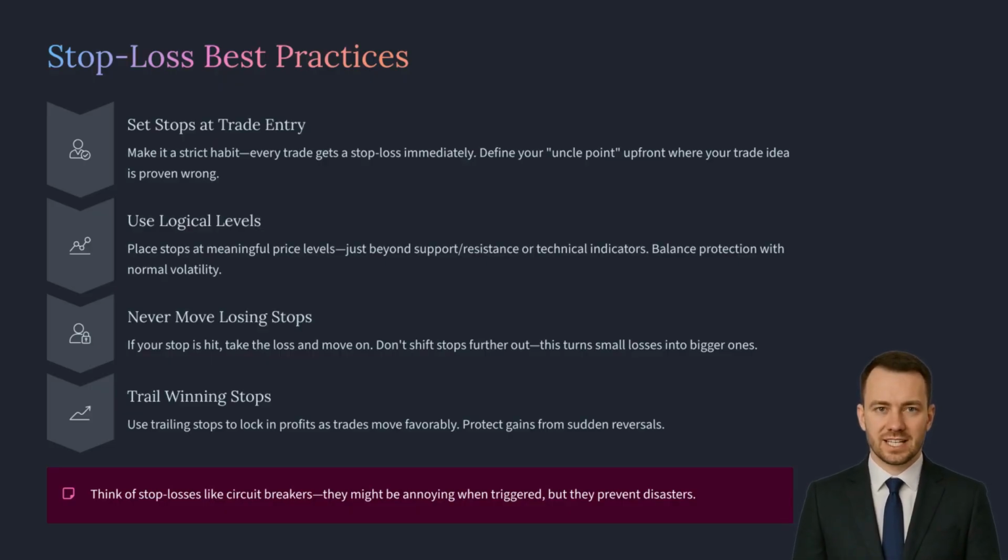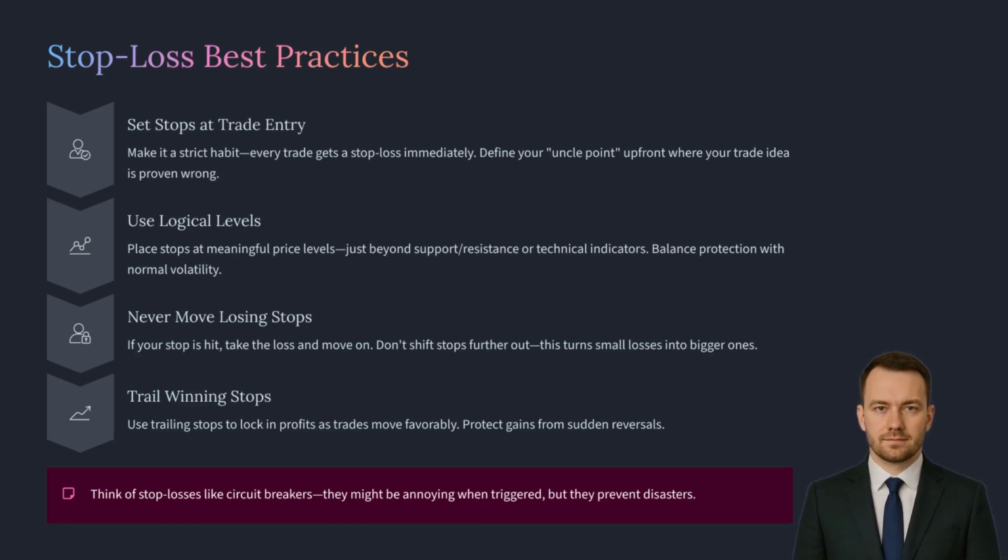Always set a stop at trade entry. Make it a strict habit that every time you open a trade, you immediately place a stop loss order. In MT4/MT5, you can set the stop loss price in the order window itself. On TradingView or other platforms, use their trading interface or ask your broker's platform to attach a stop. By defining your uncle point up front, the price that proves your trade idea wrong, you prevent emotion from overruling logic later.